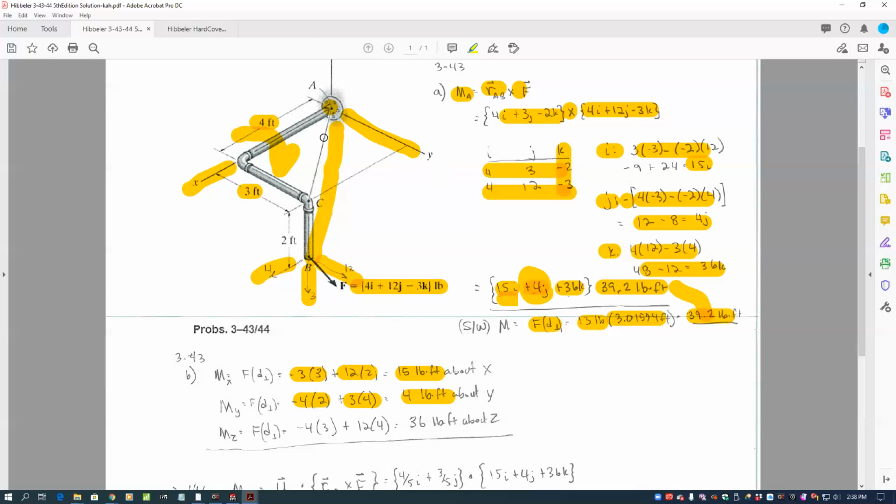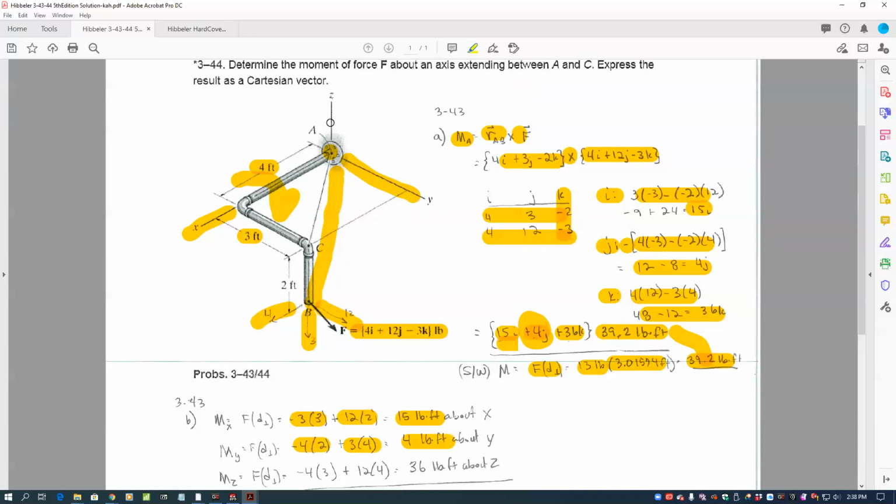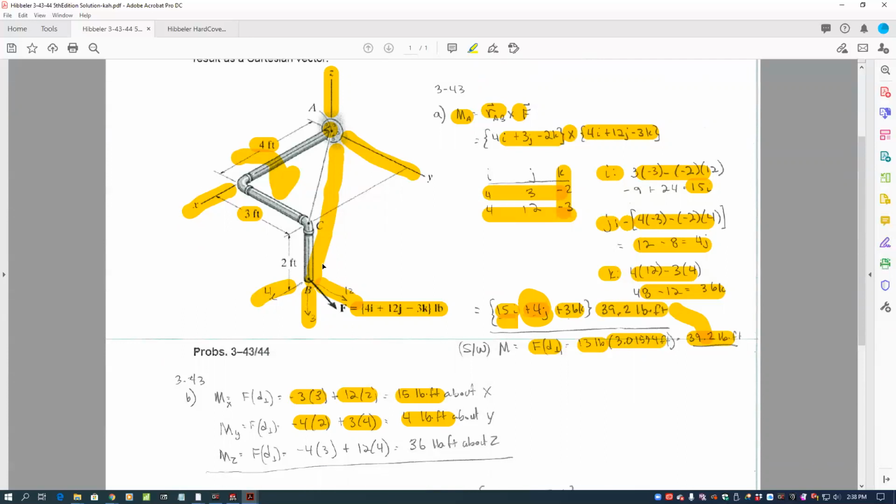And about the z-axis, positive z is up here. The 12, or the minus 3, wouldn't cause any moment about it because it's parallel to it, but the 4 would. It'd be causing a negative rotation: minus 4 times this perpendicular distance, which is 3.